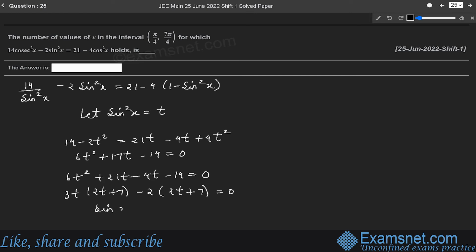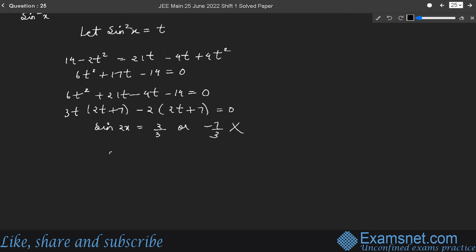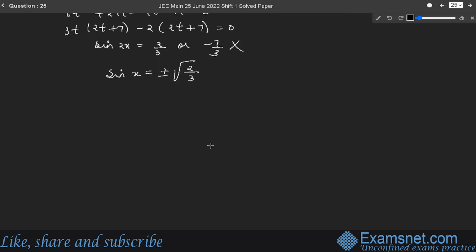So, sin square x will be equals to 2 by 3 or minus 7 by 3. But we are rejecting the negative values here. Therefore, we can say that sin x will be equals to plus minus under root 2 by 3. Now, we can also understand this by a graph. Consider this as the coordinate axis.